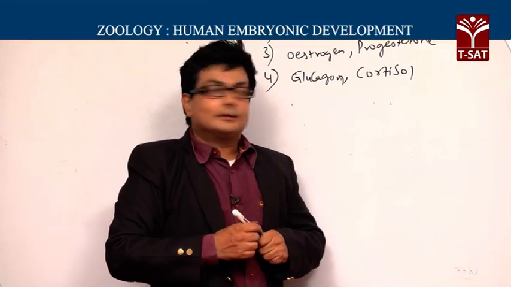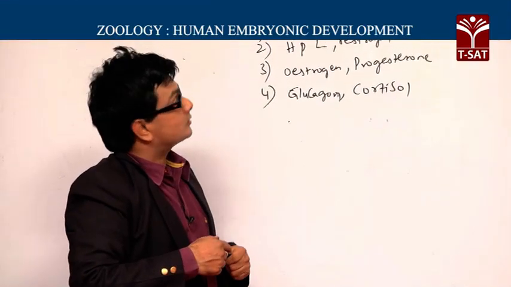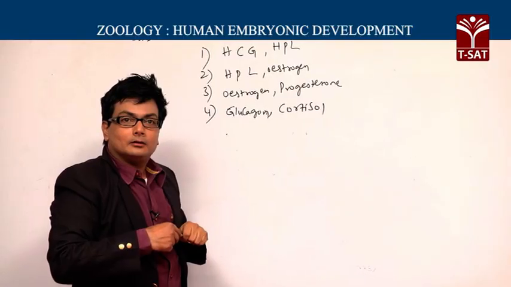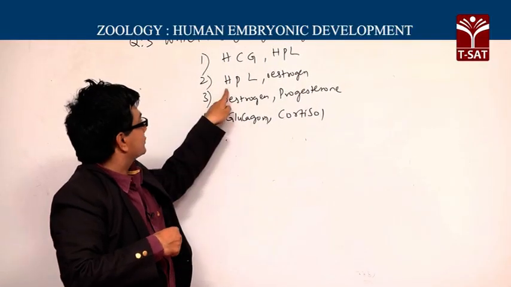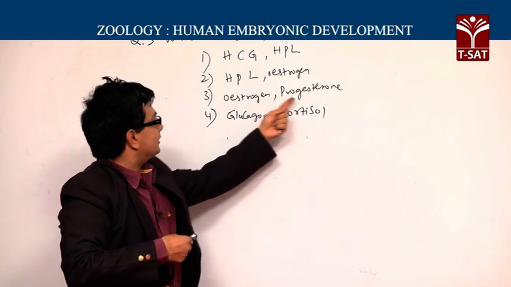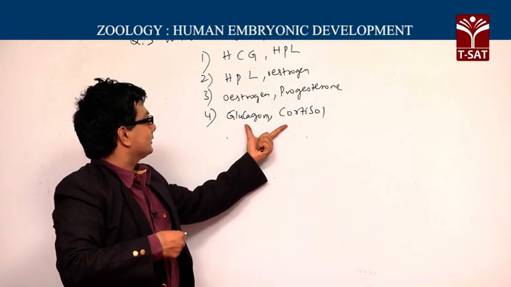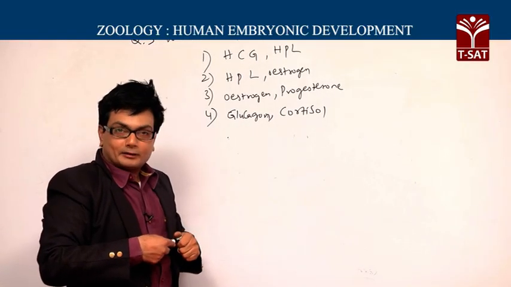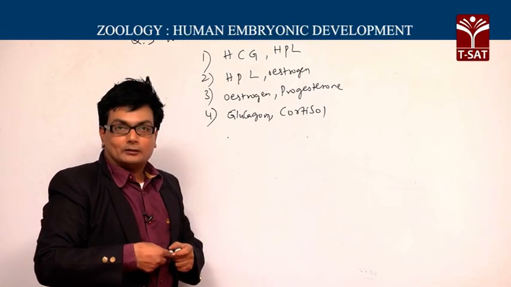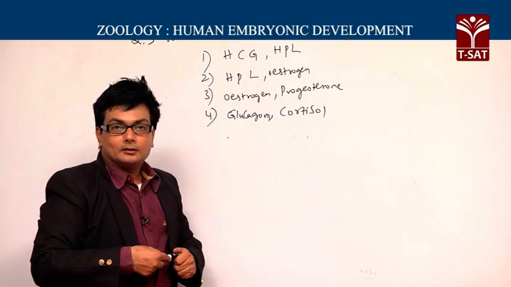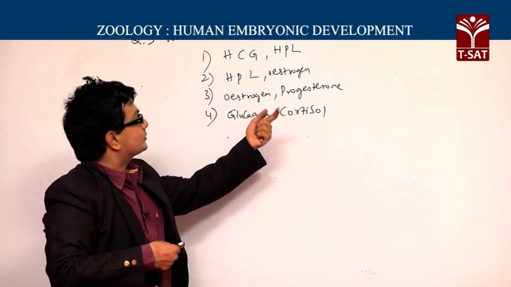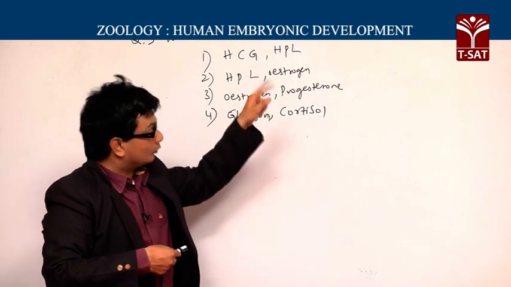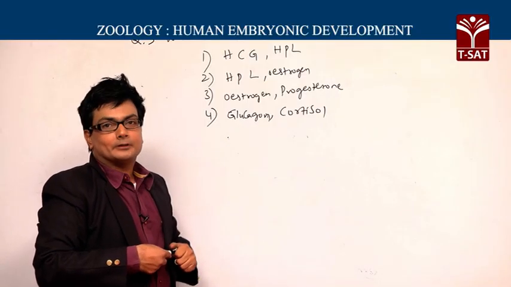Let's see another question. I wrote it as, which one of the following is not released from the placenta? hCG and HPL are released from the placenta. Estrogen and progesterone are also released, and these two are not the answer. Glucagon is from the alpha cells of the pancreas and cortisol is from the adrenal cortex. So the fourth will be the right answer. Not released is the point. So these two are not released from the placenta.